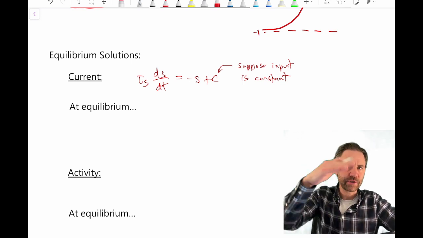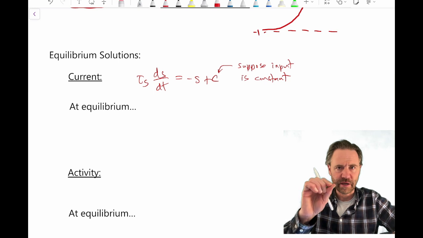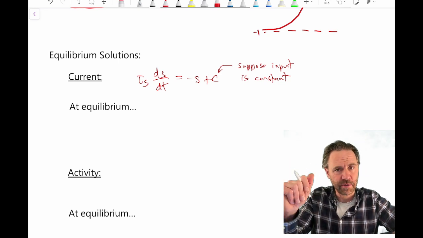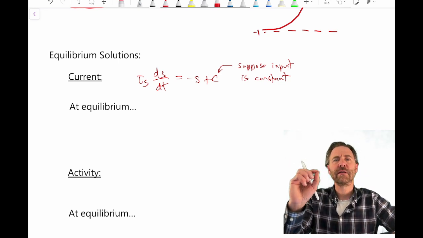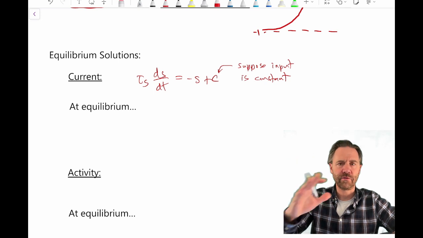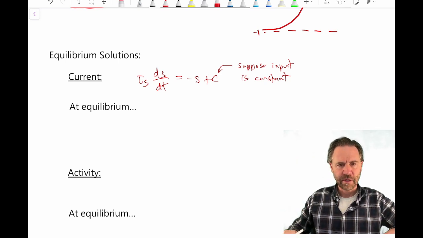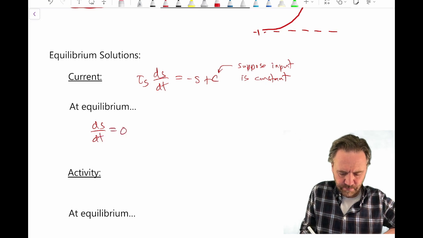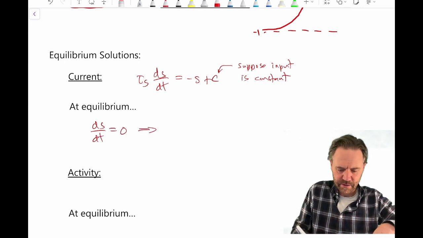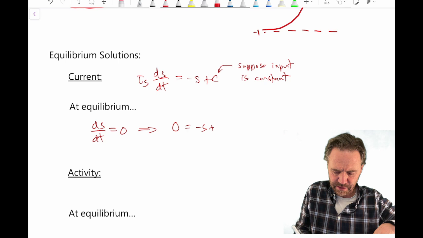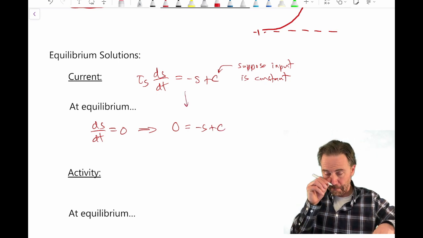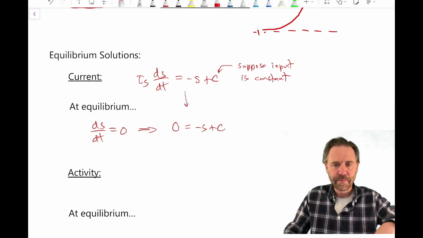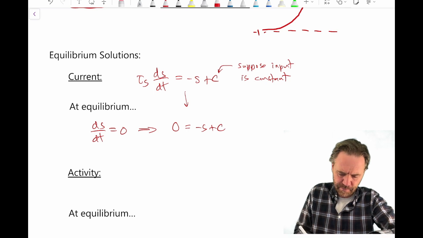If that's constant, then we can talk about the steady state solution. Because if the input keeps changing, then S is not going to stay in equilibrium. It's going to keep changing with the input. But if the input is constant, then we can expect S to go to some equilibrium solution. So at equilibrium, we set ds by dt equal to 0, which gives us 0 equals -s plus c. I'm just copying that equation up there, setting the derivative to 0. And then we can solve for s. Therefore, s equals c.